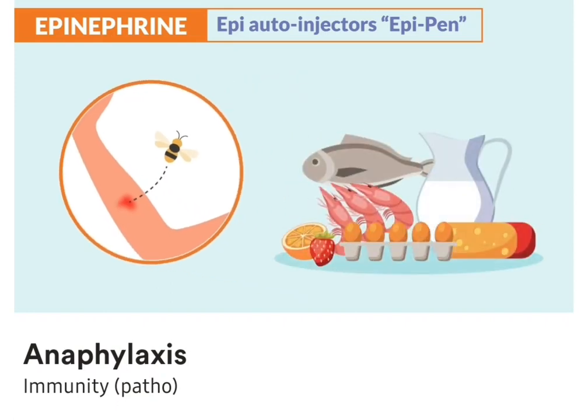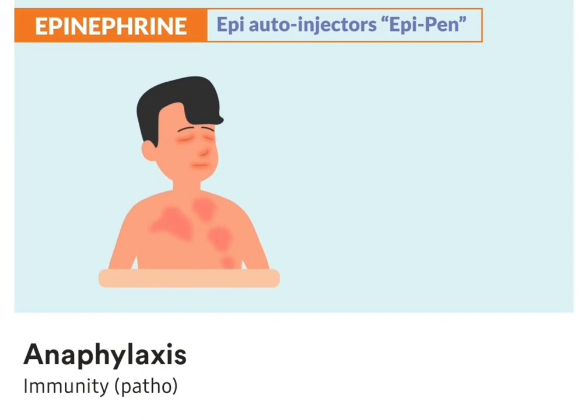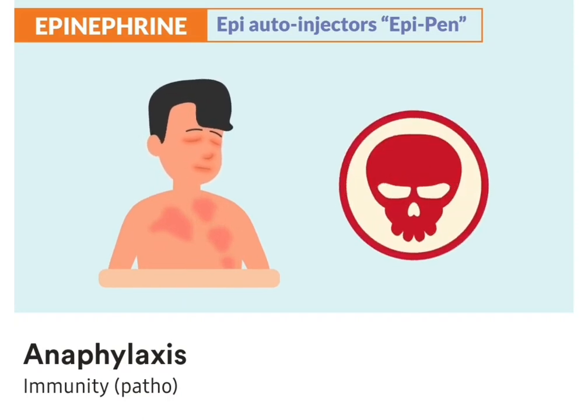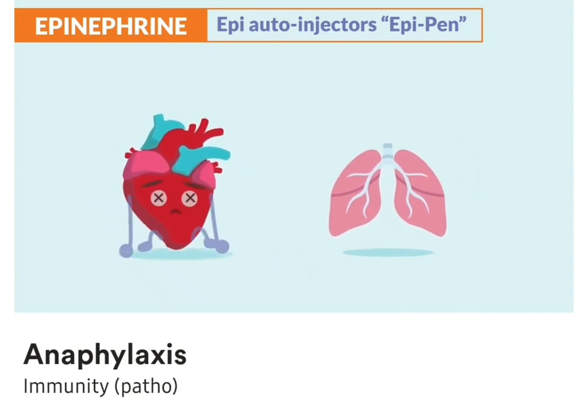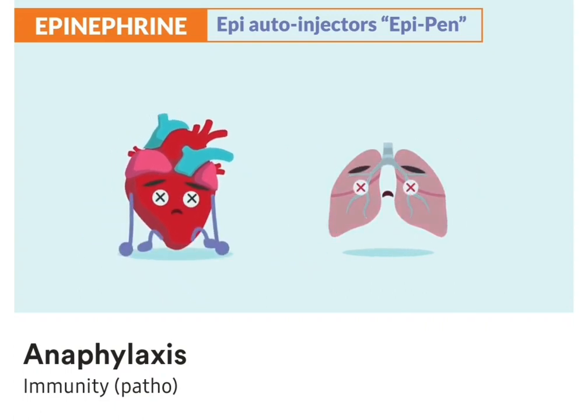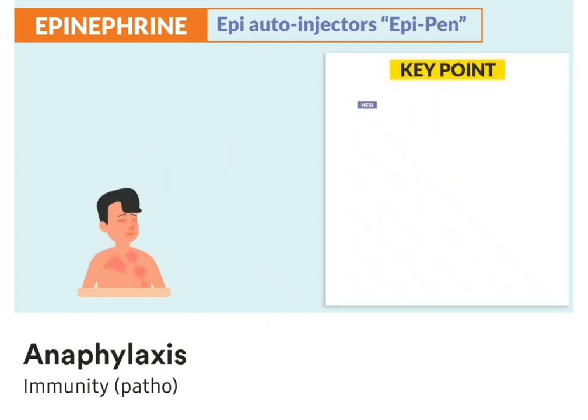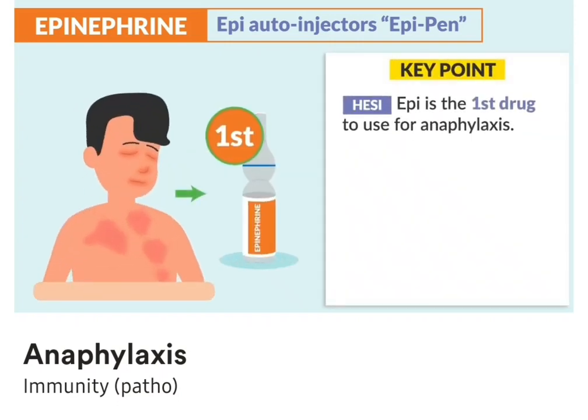Say we're eating shellfish with an allergy, the client goes into an anaphylactic shock, resulting in deadly hypotension and bronchoconstriction, which inevitably leads to death via cardiac and respiratory arrest. So the key points to know. Hesse mentions Epi is the first drug used for anaphylaxis.